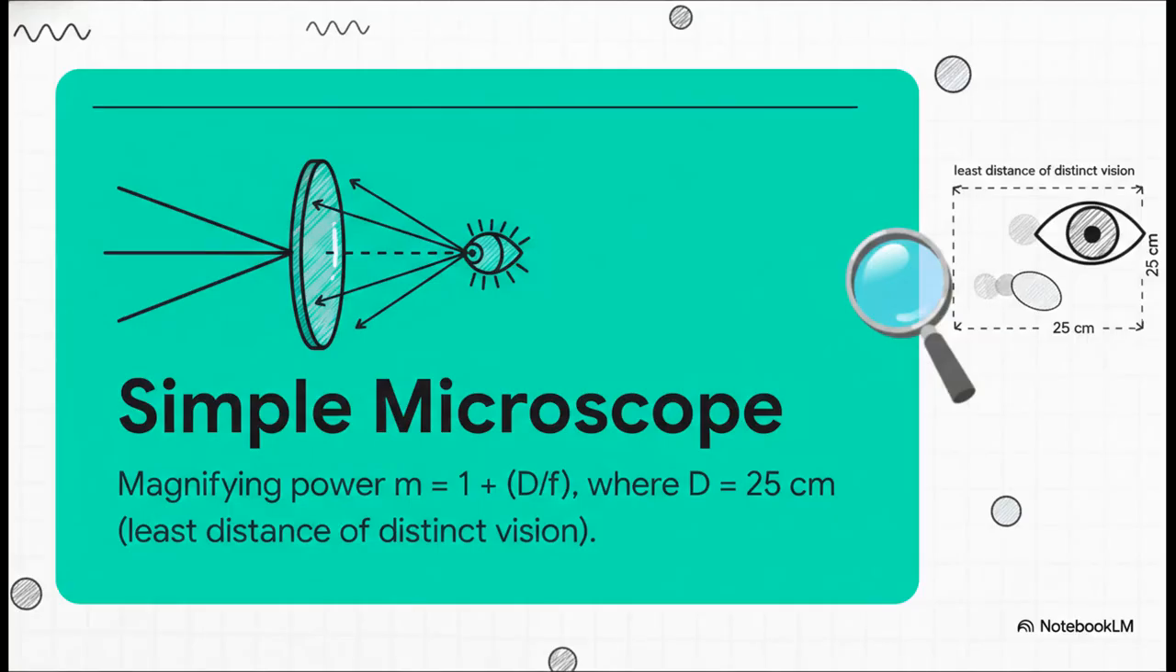So the simplest optical instrument of all is just a magnifying glass, a single converging lens. Its magnifying power tells you how much bigger an object appears to be. The formula is 1 + D over f, where f is the focal length and D is what we call the least distance of distinct vision. For a typical human eye, that's 25 centimeters. It's basically the closest you can comfortably bring an object to your eye and still keep it in sharp focus.